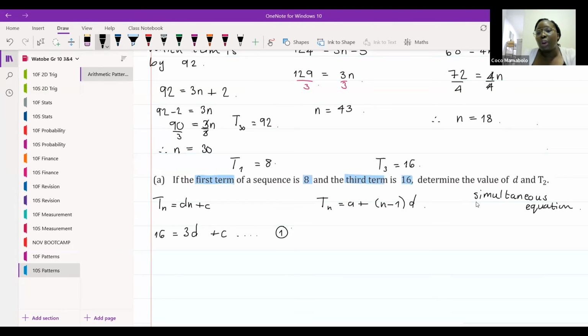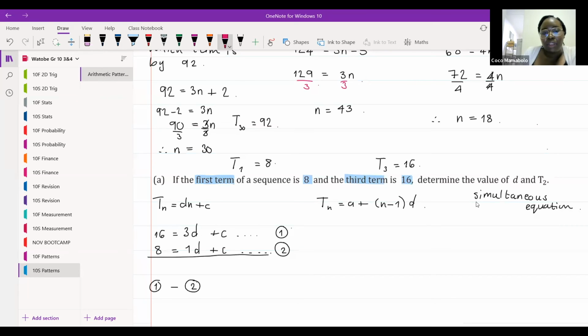Immediately underneath, we're going to do the same with T1. So we're going to say 8 is equal to, now my first term is just 1, so I'm going to have 1D plus C, and I'm going to name that equation 2. Now, my next step is to take 1 and minus equation 2 from it. So if I have this, I'm going to minus them right underneath each other, guys.